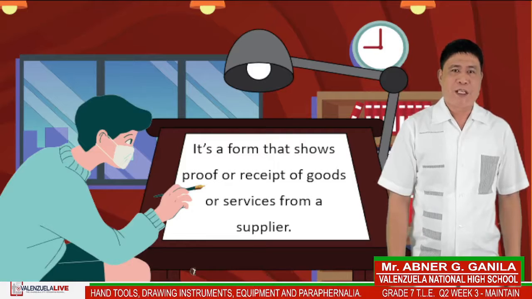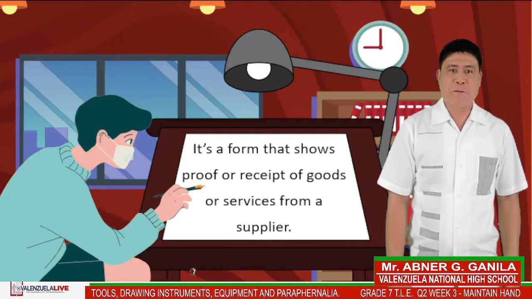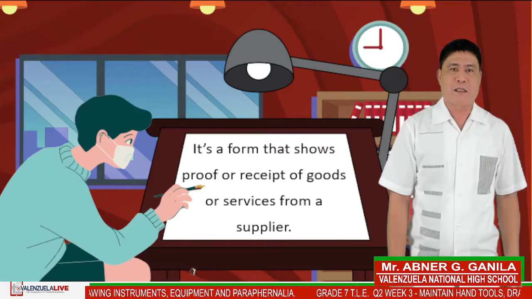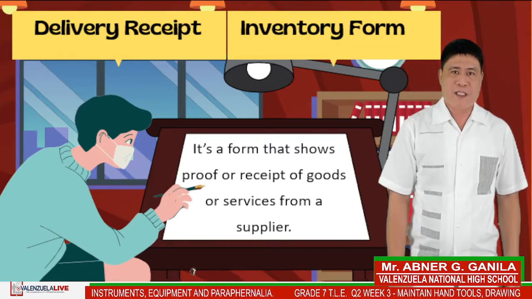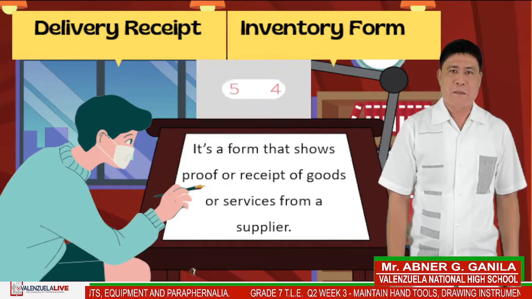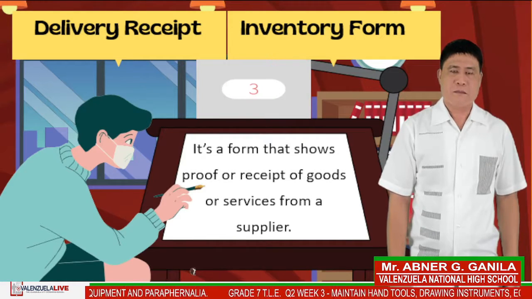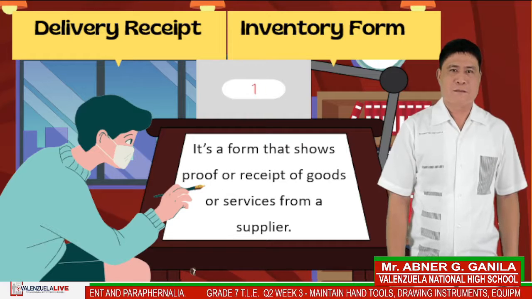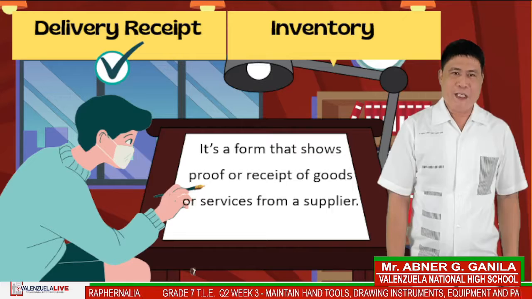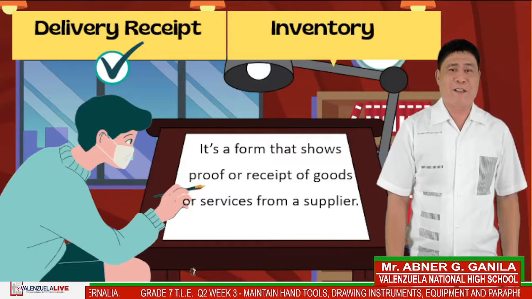Number 3, it's a form that shows proof of receipt of goods or services from the supplier. Delivery receipt, inventory form, great! The answer is delivery receipt form.